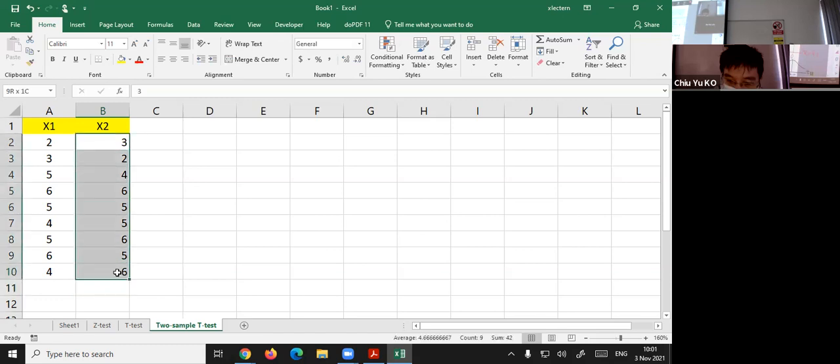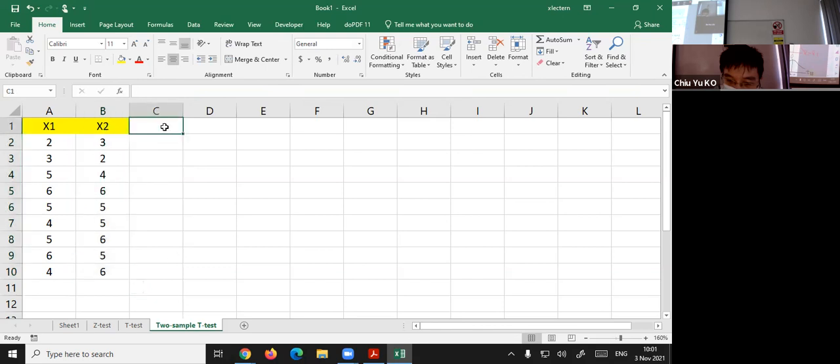Okay, so these are the numbers I randomly chose. You can put in whatever number you want. Okay, so let us do the equal variance first. Equal variance. Remember how to do equal variance?